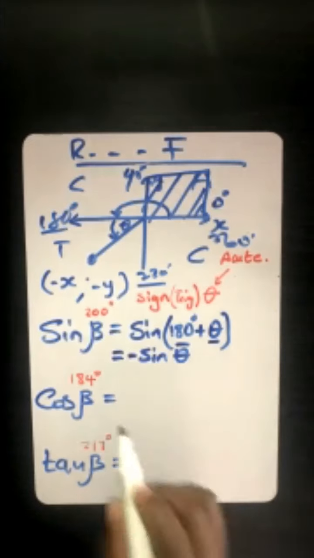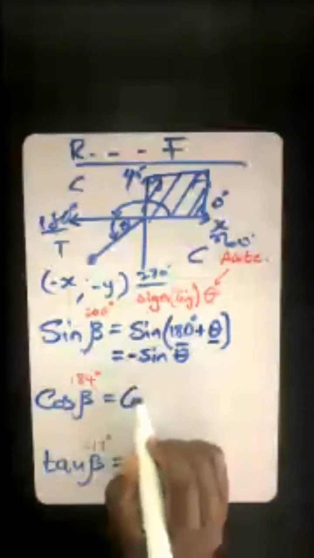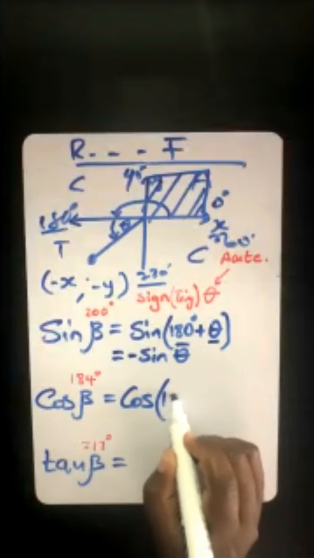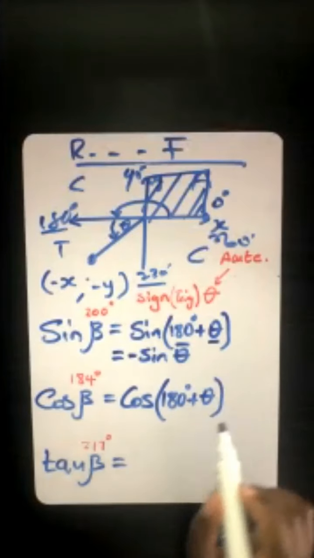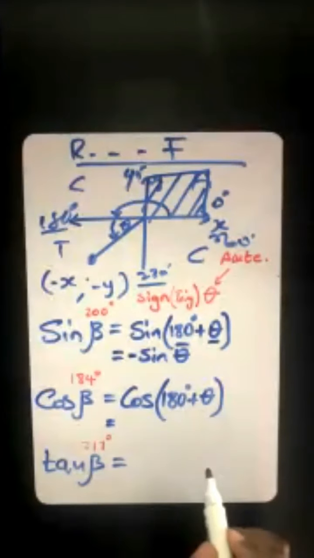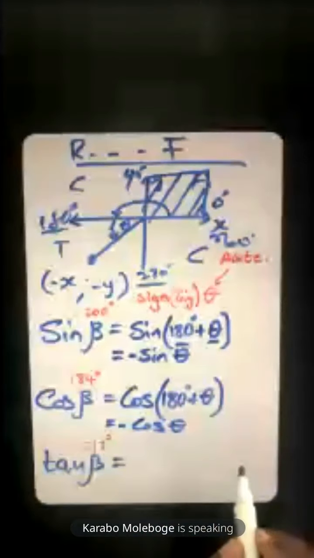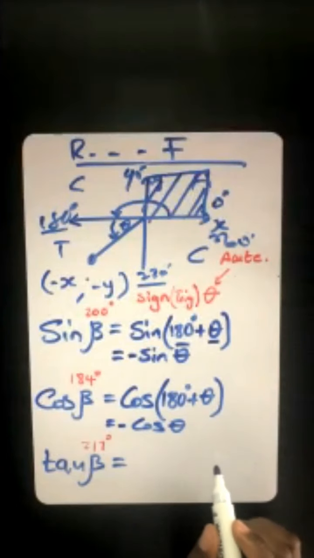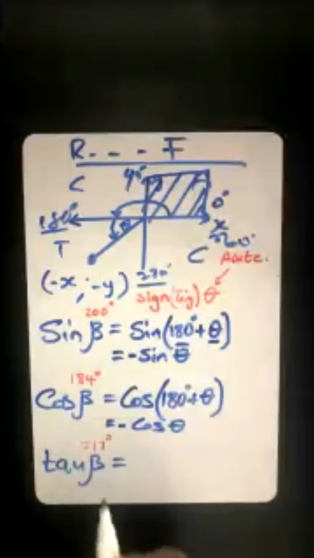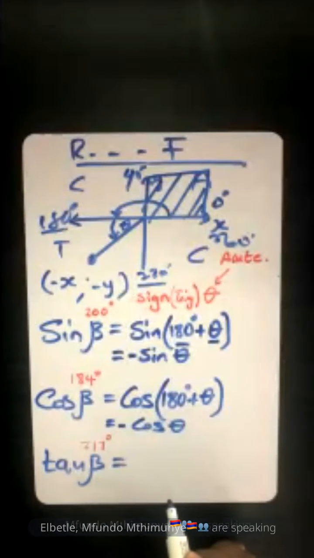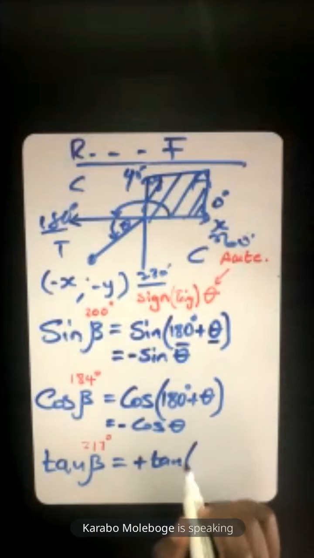Then again, let's have a look at this one. Obviously, it means we're going to have cos of 180 degrees plus that certain angle. So what sign are we having here, guys? Negative cos, negative cos angle, 100%. Now let's check something, guys. What about tan? Positive. Tan is positive.